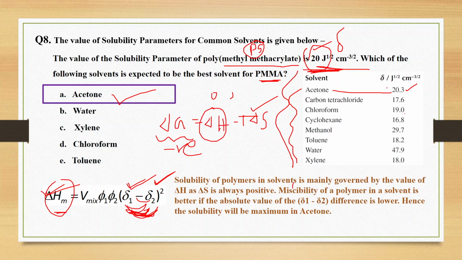So now look at the solubility parameters. Your polymer solubility parameter is 20, and look at these values, in which case you get the least difference. In case of acetone only, we get a difference like 0.3. In all other cases you will have a greater difference that will lead to a greater delta H value. So obviously acetone will be your correct choice for this question.